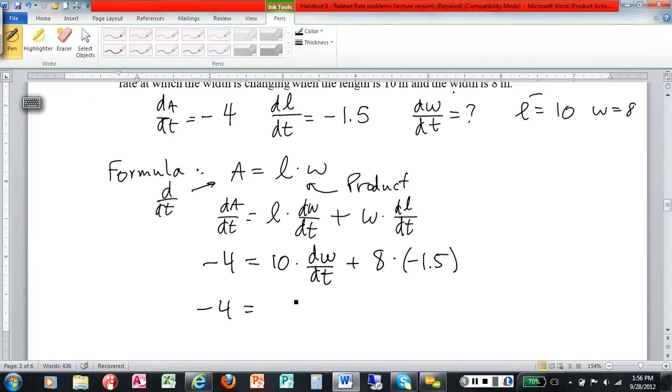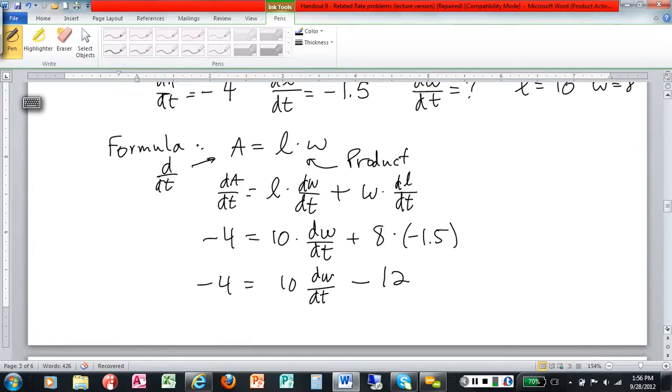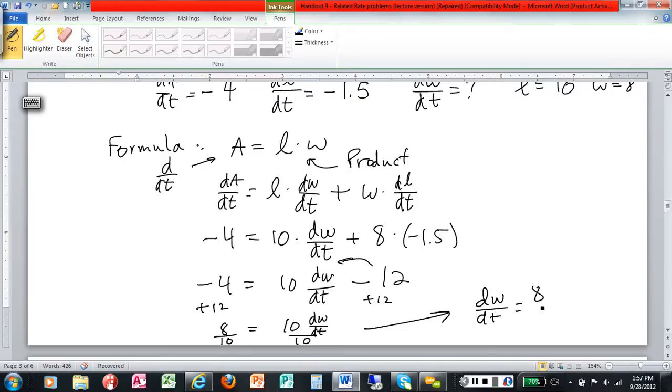So I have negative 4 equals 10 dW/dt, and that would be negative 12. What do I do to solve for dW/dt? Add 12, okay, so it'd be negative 4 plus 12, which is 8. So 8 equals 10 dW/dt. Divide by 10. So dW/dt turns out to be 8 over 10, which is 4/5.